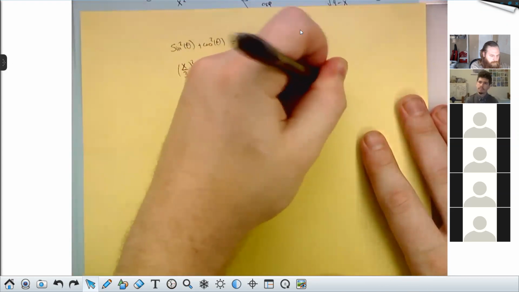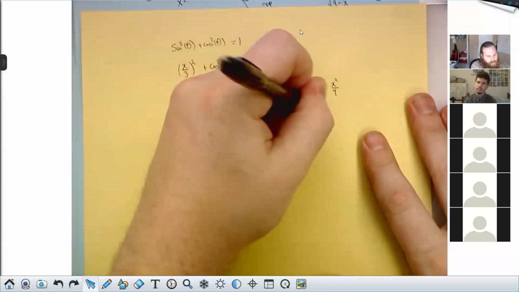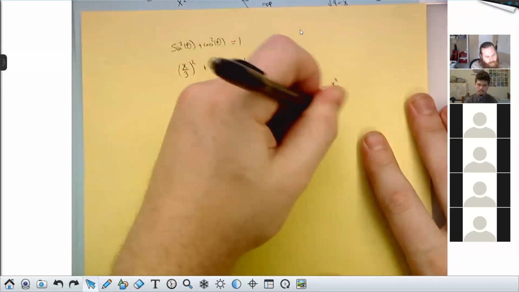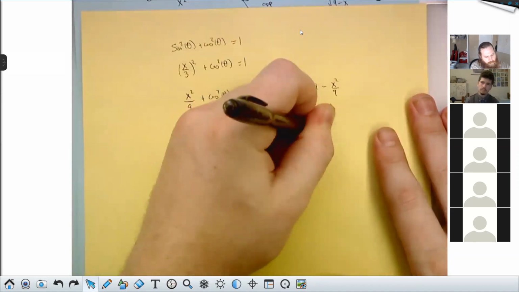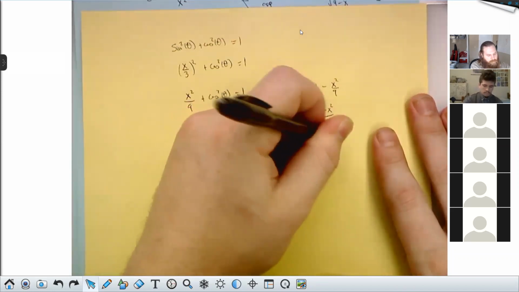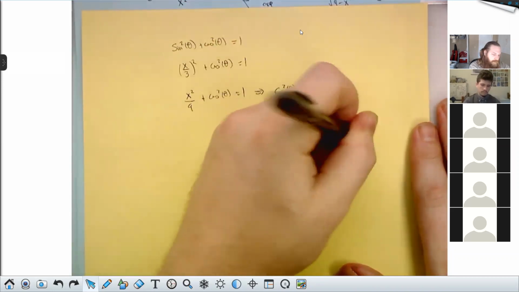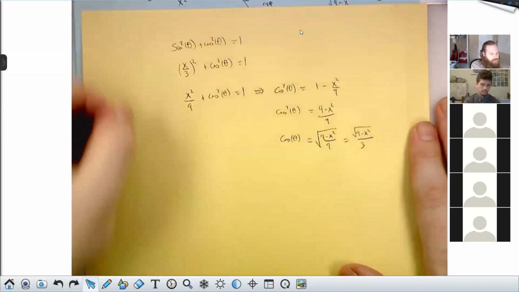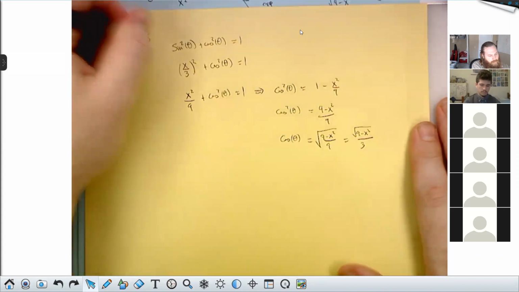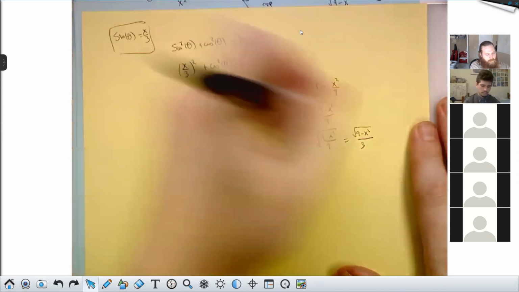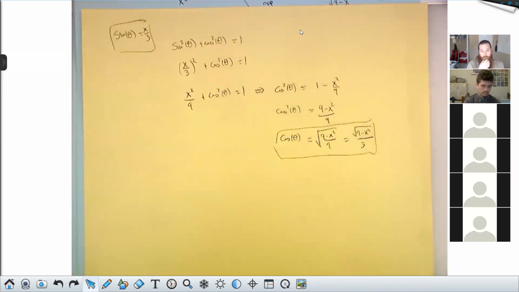x squared over 9. So cos squared theta, common denominator, is 9 minus x squared over 9, which means cos theta is the square root of 9 minus x squared over 9, which is the square root of 9 minus x squared, like that, over 3. And once you know sine, which we started out knowing, once you know sine and cosine, you can build all the other trig functions out of them.